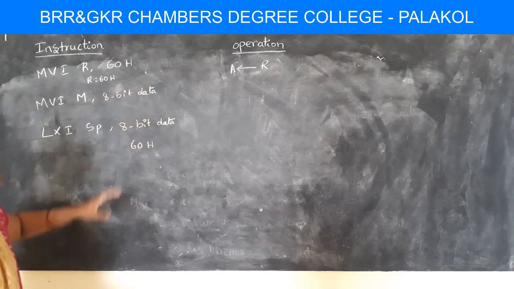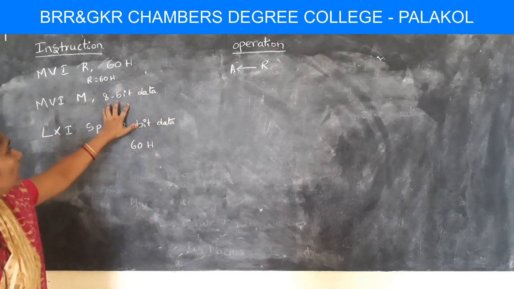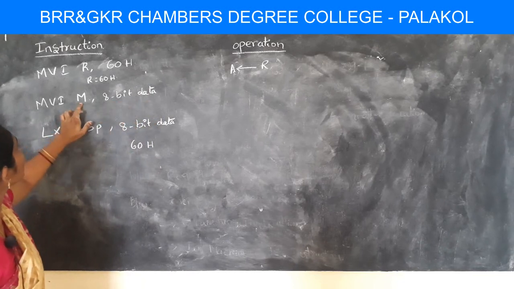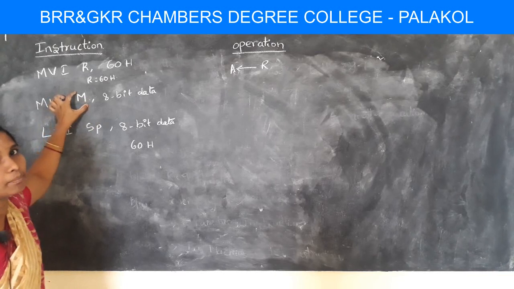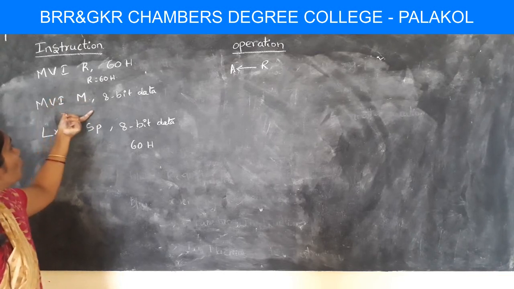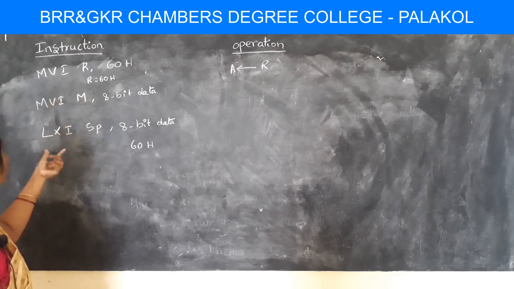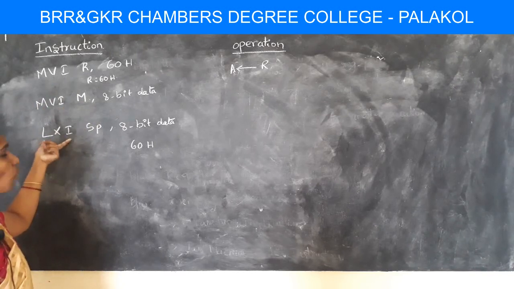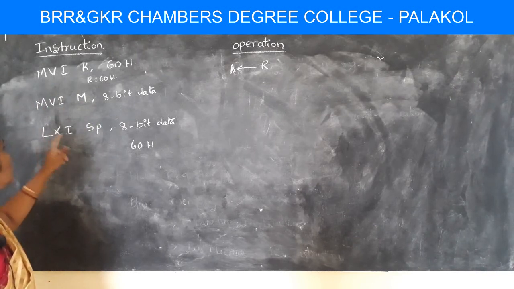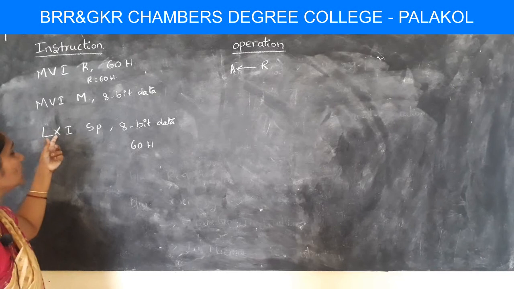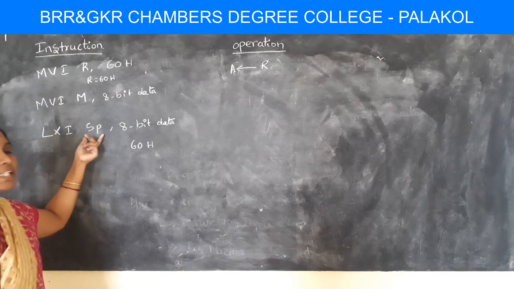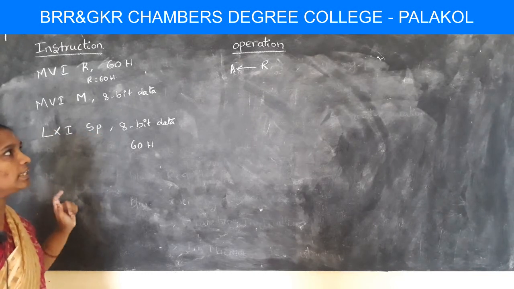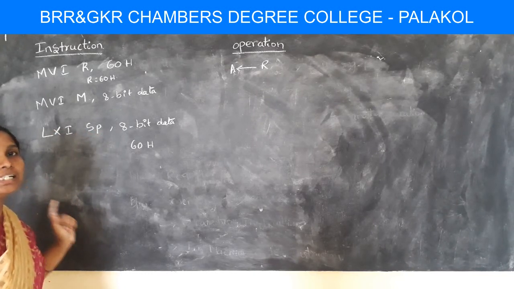That means whatever data is there is directly moved to the address location of the memory. So that is the meaning of this instruction. And LXI means load. X always indicates a 16-bit register. So here the stack pointer is a 16-bit register.